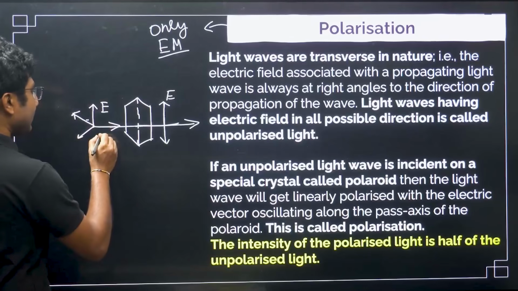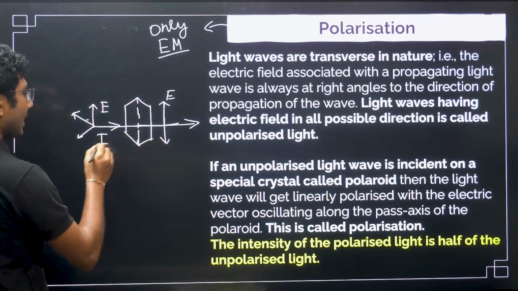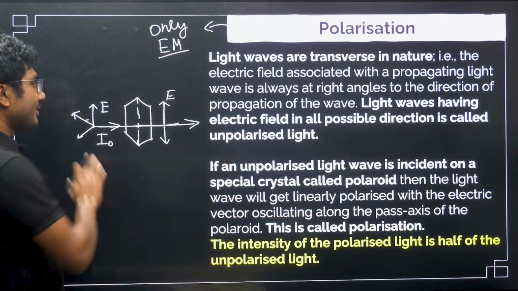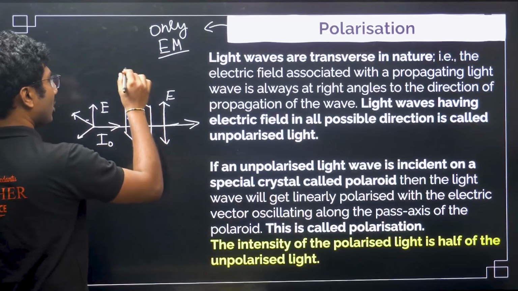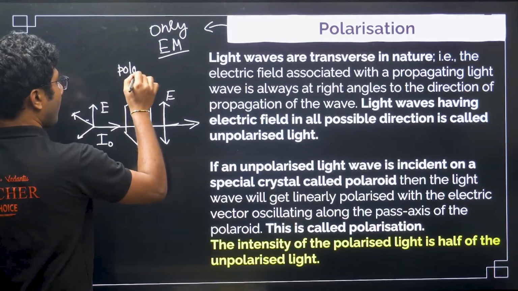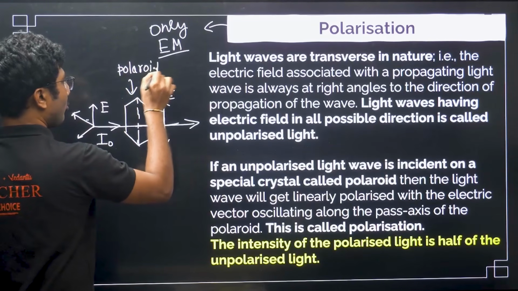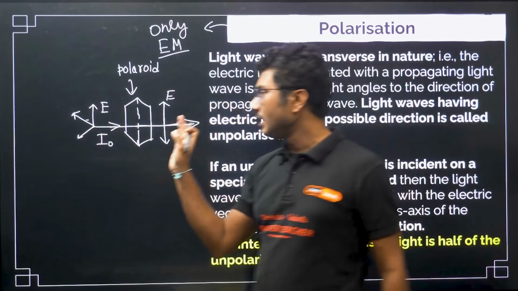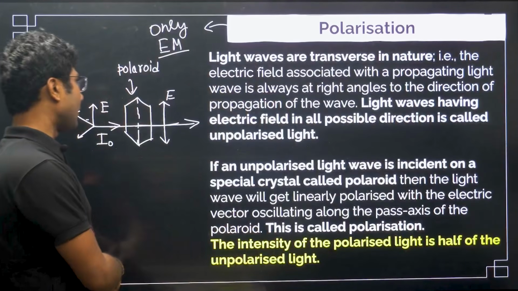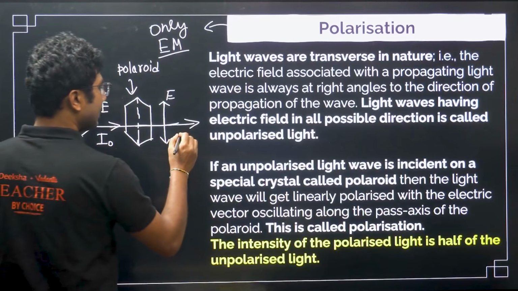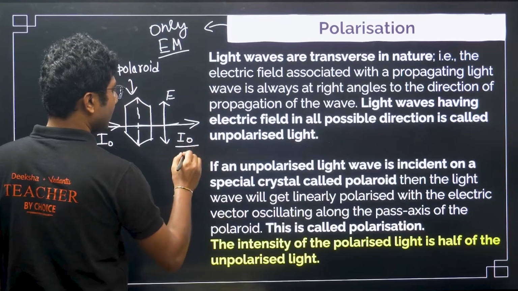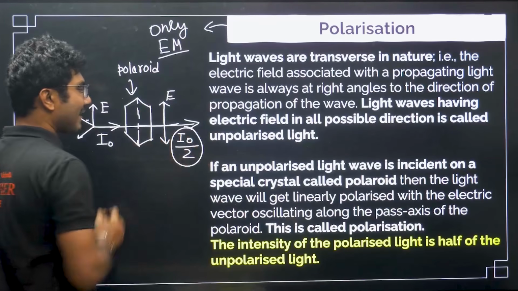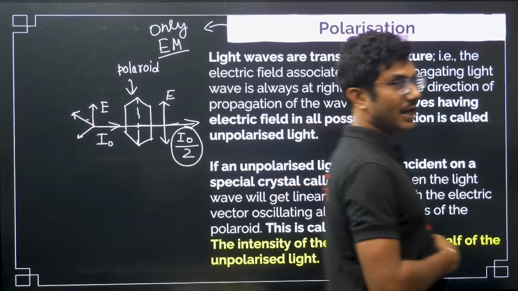So, if the intensity of the light which is entering the Polaroid is I naught, this is called the polarizer or Polaroid. Polaroid is a general term; the polarizer is the first Polaroid facing the light. The intensity coming out of the polarizer is I naught by 2, exactly half the intensity of light.